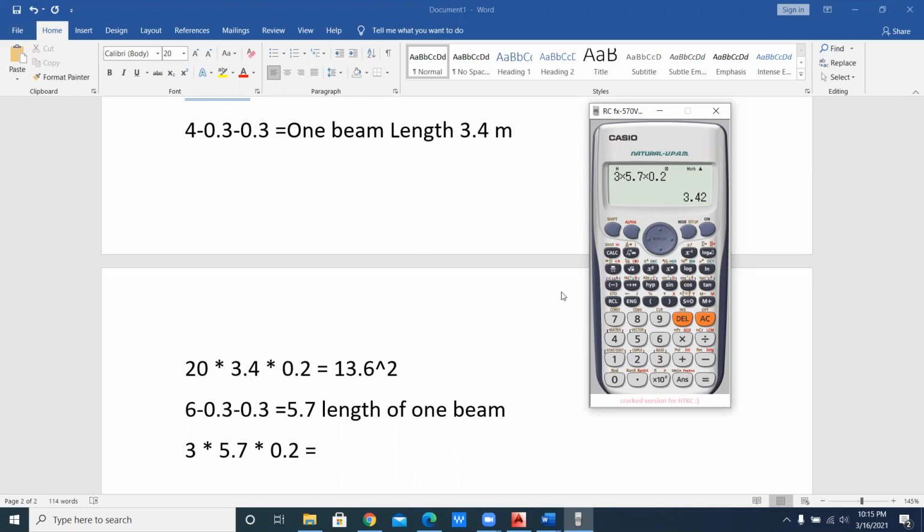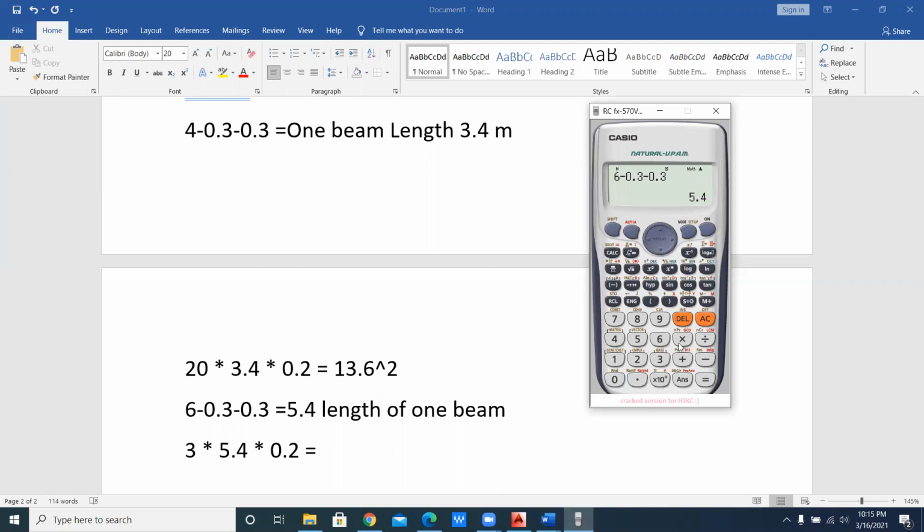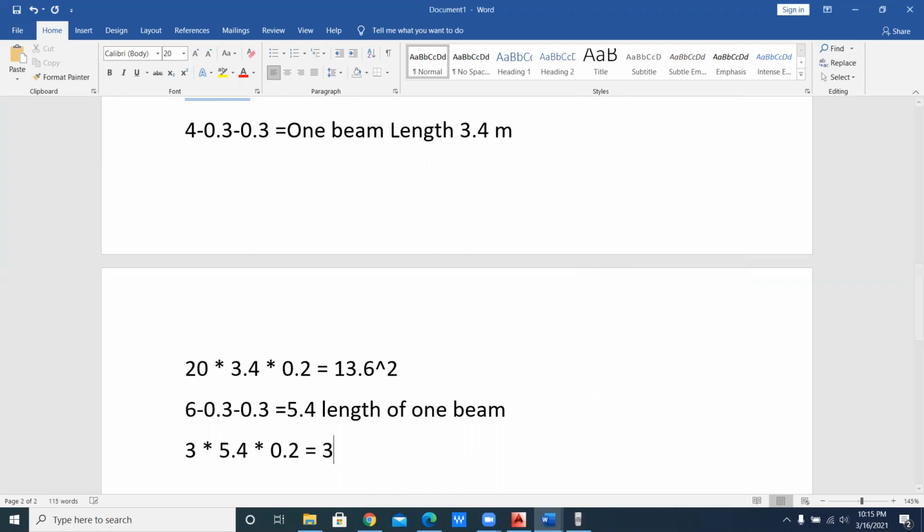Normally, if we calculate, it is 6 minus 0.3 minus 0.3. How much do you get? That is 5.4. I made a mistake earlier, it is 5.4 here. You can write 5.4 here. Now when I multiply with 3 and multiply with 0.2, you will get 3.24 meter square.